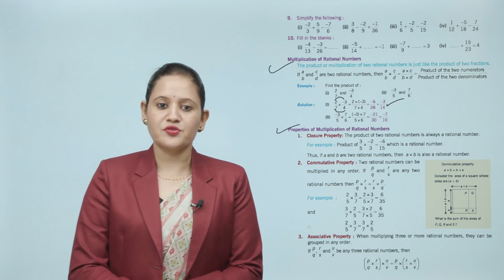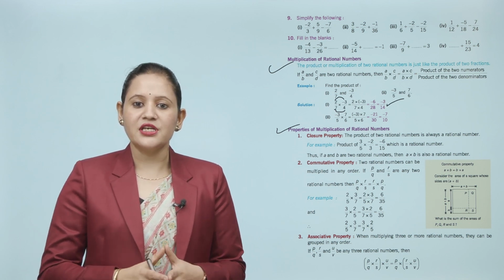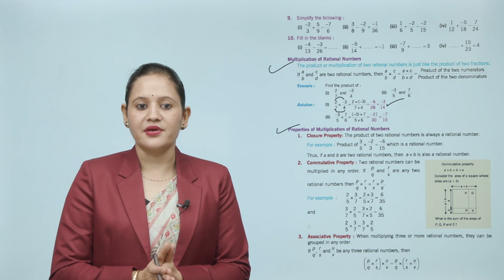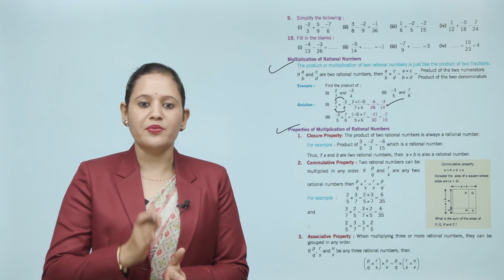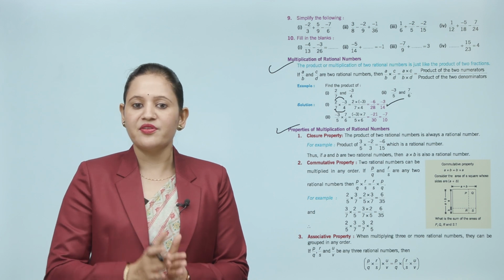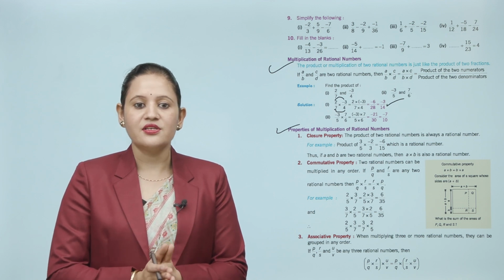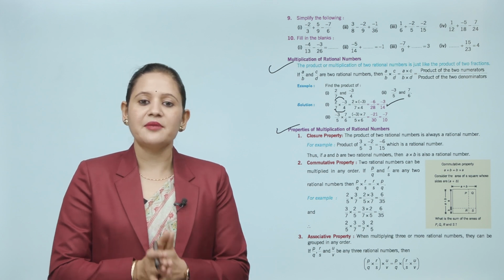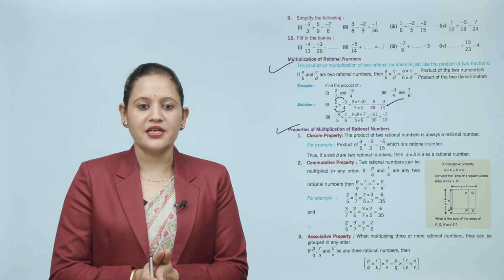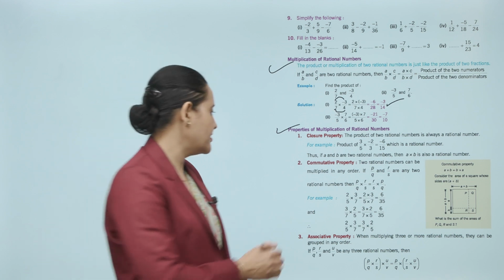First property is closure property. The product of two rational numbers is always a rational number. For example, the product of 3 upon 5 multiplied by minus 2 upon 3 gives you minus 6 upon 15, which is a rational number. So, if a and b are two rational numbers, then a multiplied by b is also a rational number. Next, commutative property.